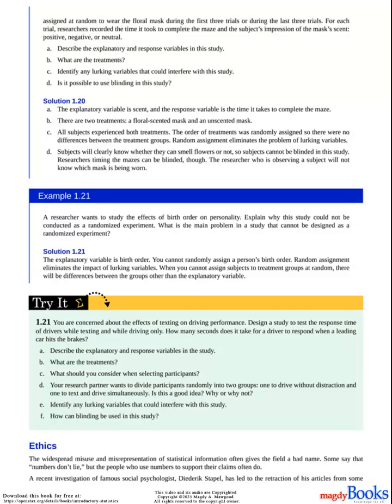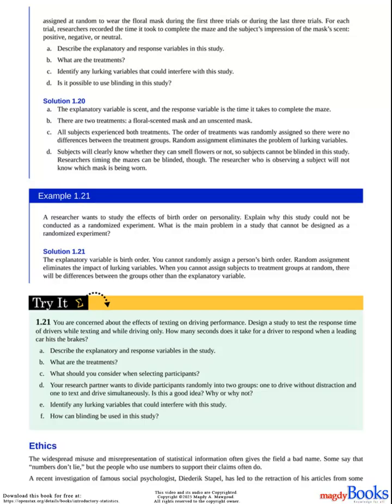A. Describe the explanatory and response variables in this study. B. What are the treatments? C. Identify any lurking variables that could interfere with this study. D. Is it possible to use blinding in this study?